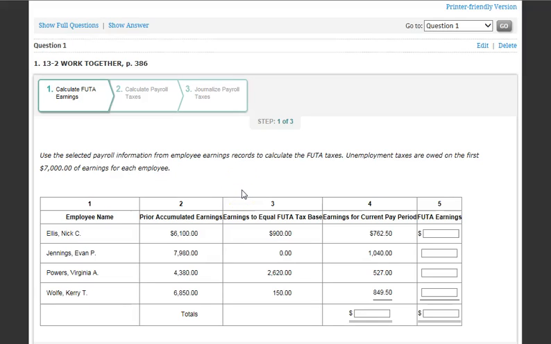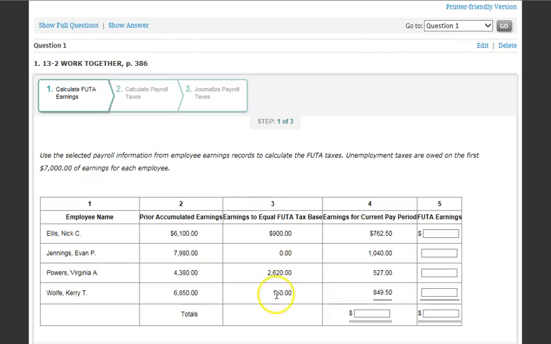All right, let's look at the 13.2 work together. We're talking about federal unemployment taxes. So here is a use the selected payroll information from employee earning records to calculate the FUTA taxes. Unemployment taxes are owed on the first $7,000 of earnings for each employee.